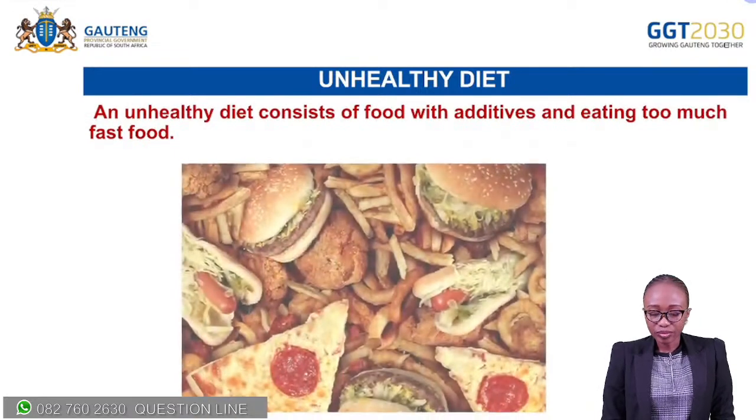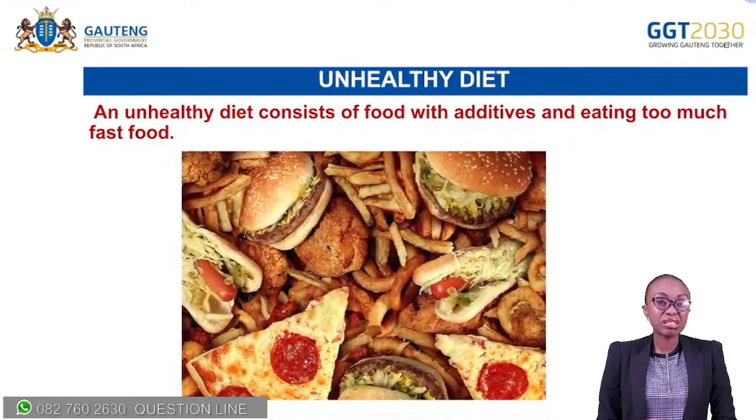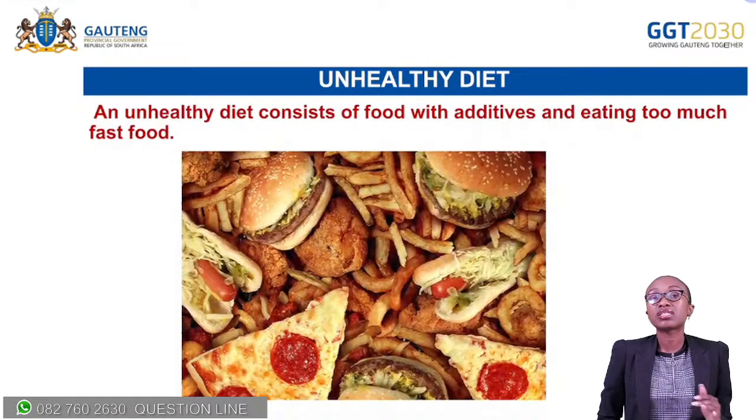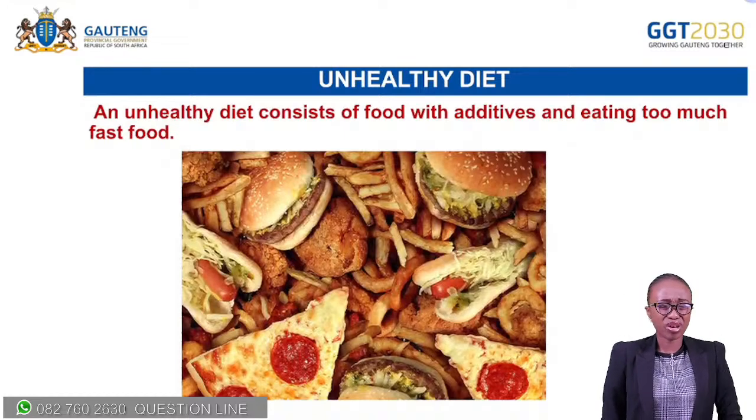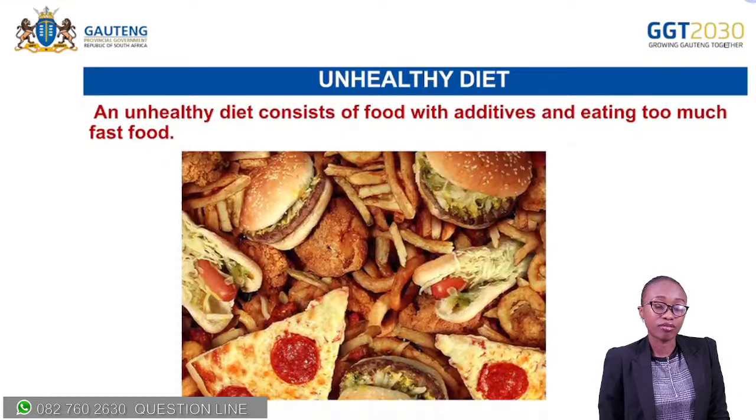Okay, let's look at this picture here. This picture has different kinds of fast foods that are unhealthy. They have too much salt, too much oil. So these are the unhealthy foods. We've got your pizza, your slap chips, we've got burgers as well. So these are unhealthy foods.